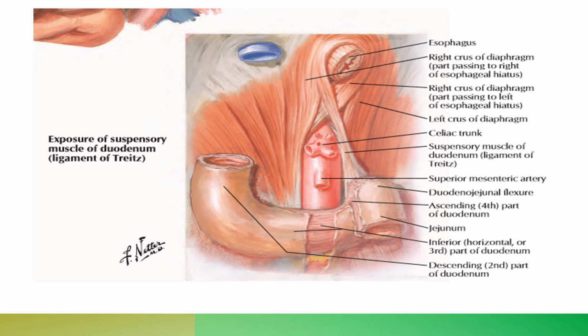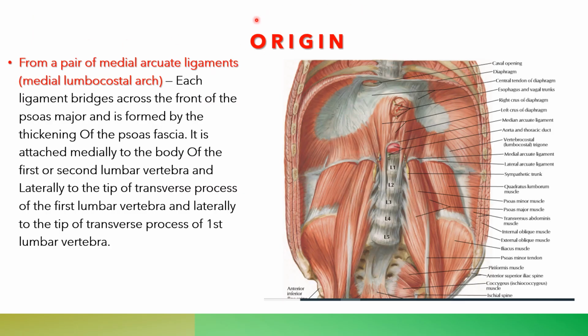So dear students, with this we have completed the first point, that is the origin of the diaphragm from a pair of crura, the right and left. Basically the vertebral origin of the diaphragm arises from three sources. One source we have completed, the right and left crus, and in this slide we have also seen the attachment of the suspensory muscle of the duodenum. Now coming to the second source, from a pair of medial arcuate ligaments, also known as the medial lumbocostal arch.